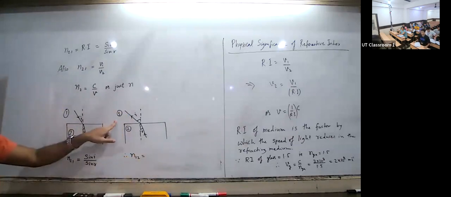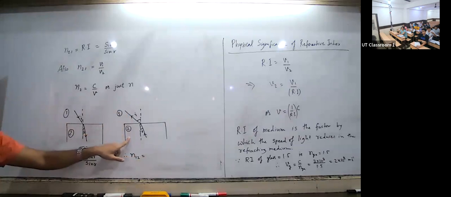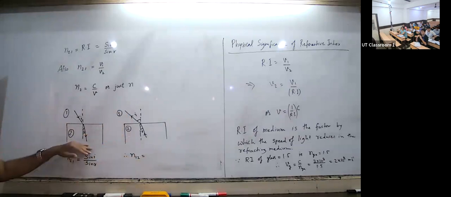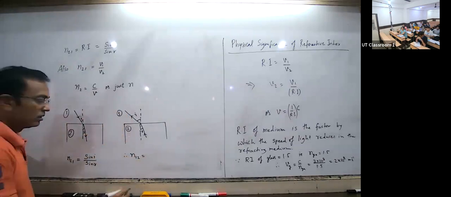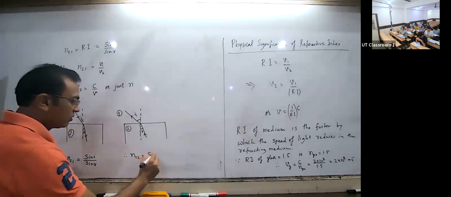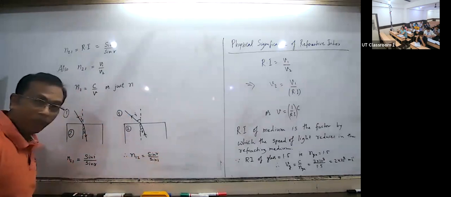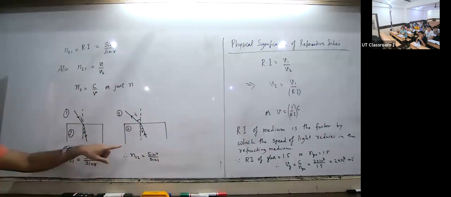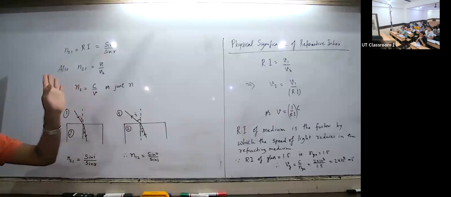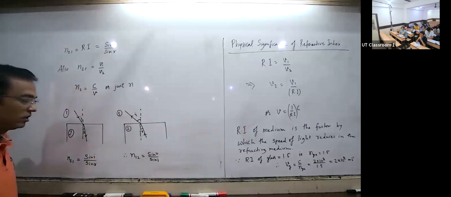What is the second medium now? 1. First medium is 2. Just by changing the direction of light. So what is it now? Sin R by sin I, isn't it? Okay, same rule applied when the direction is reversed. So it becomes like this.